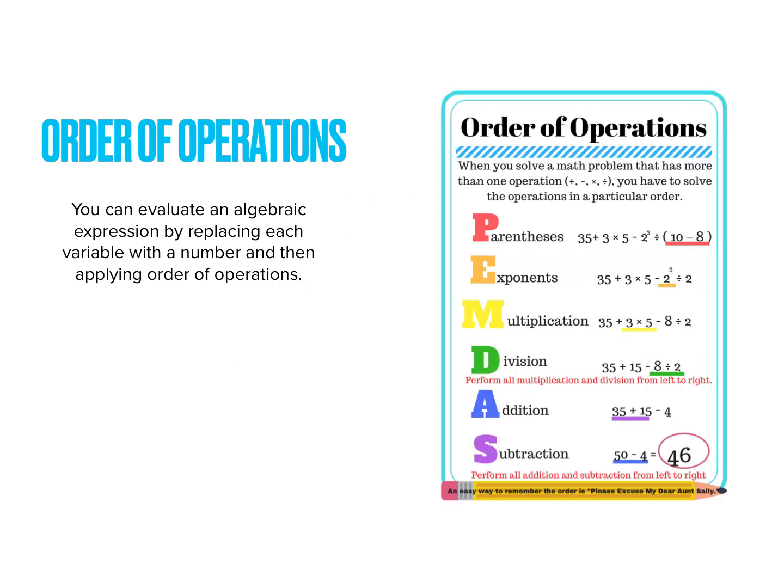This is a bit of a review of order of operations. We went over it last year in Algebra 1, which is PEMDAS. You can evaluate an algebraic expression by replacing each variable with a number and then applying order of operations. So we have parentheses first, exponent second, multiplication third, division fourth, addition fifth, and subtraction sixth. Again, this is a bit of a review from last year, so I'm expecting you guys to be able to remember how to do PEMDAS.